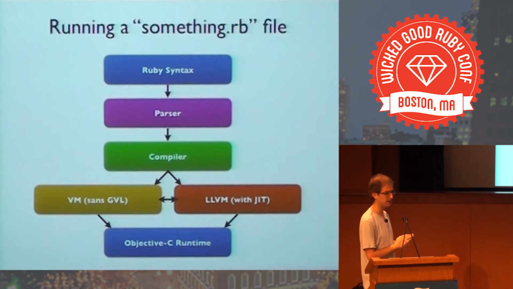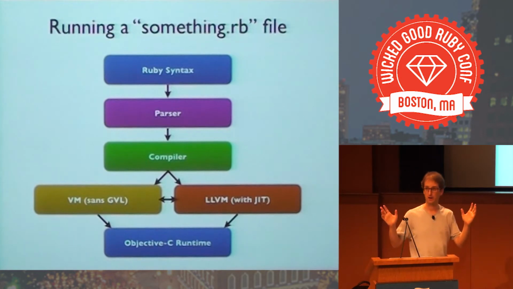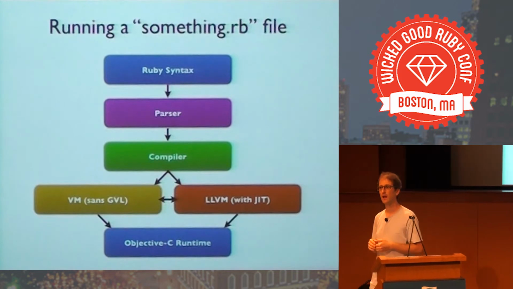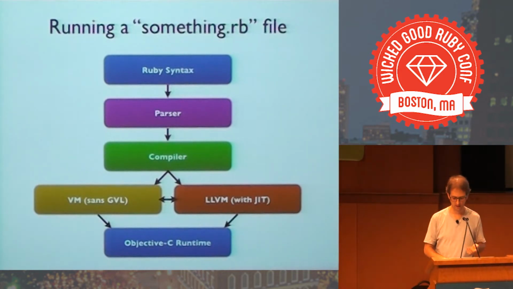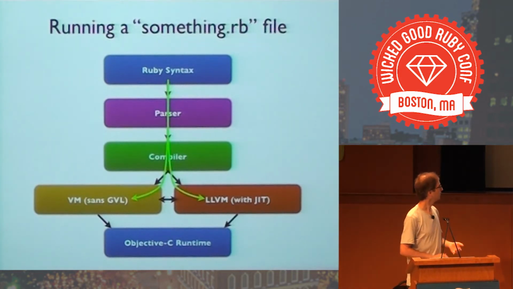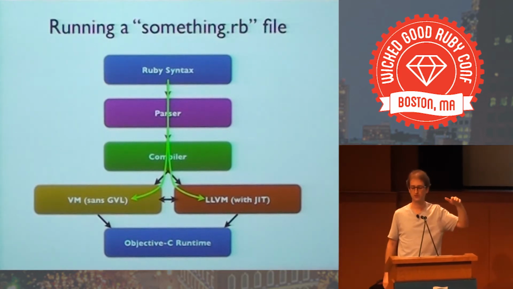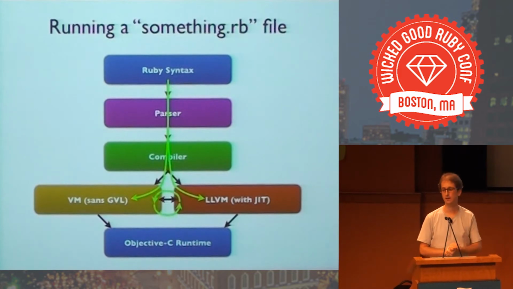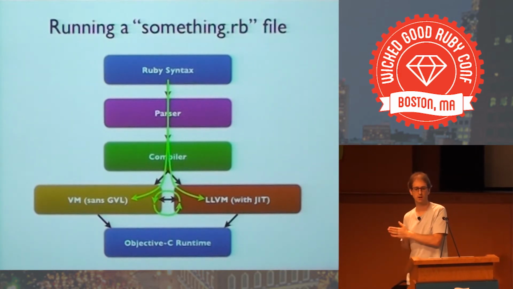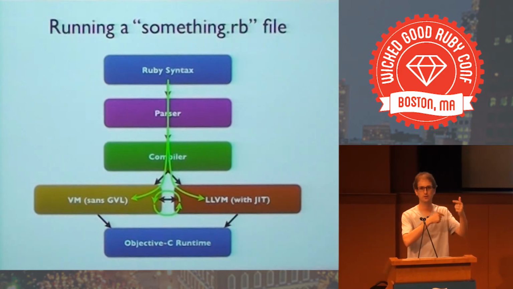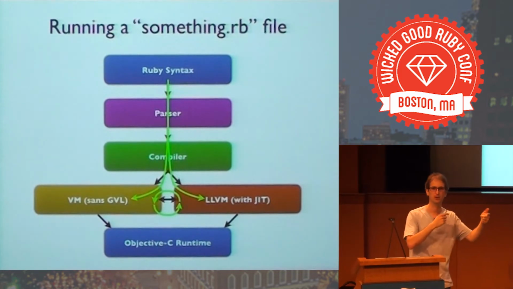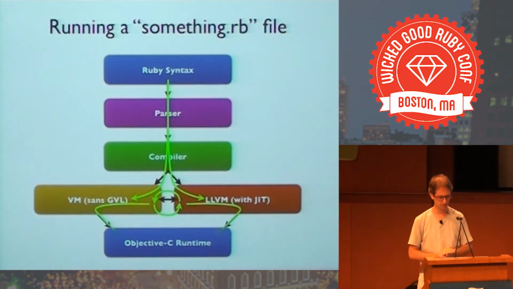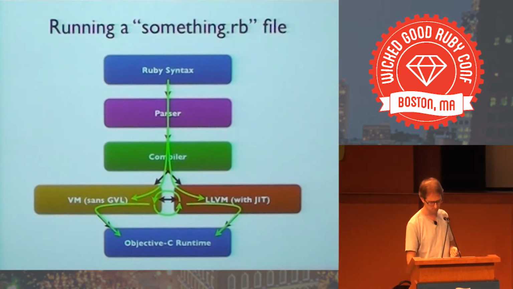OK, so what does this look like in practice? Well, if you just have a Ruby file, some RB file, and you want to run it with MacRuby, how does that work? So we start off, as I said, we parse it, we compile it. Then the virtual machine and the bit code compiled code from LLVM will talk to each other. They'll call into each other. Method definition will call into the VM. The VM will have callbacks into the code. And the whole while, they're both talking to Objective-C.